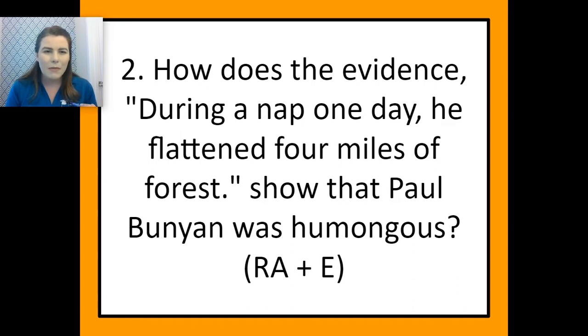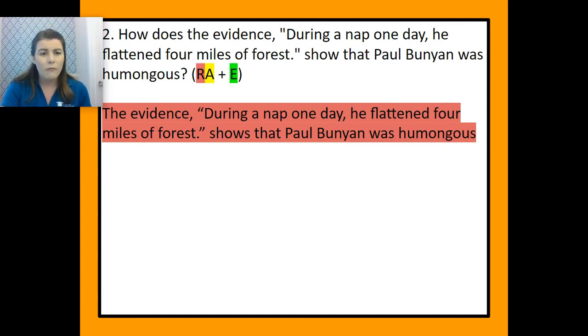But I'm really asking myself, how does this evidence, the quote that they gave me, show that he was humongous? The first thing I need to do is restate my question. So I wrote, the evidence during a nap one day, he flattened 4 miles of forest shows that Paul Bunyan was humongous. That's me restating my question. Now I need to add my answer. Why does this show that because he flattened the forest, he was humongous?